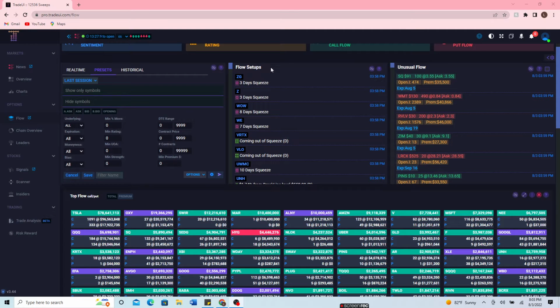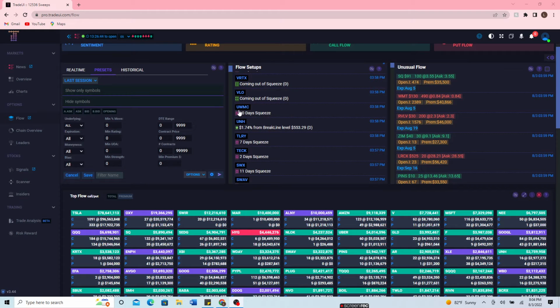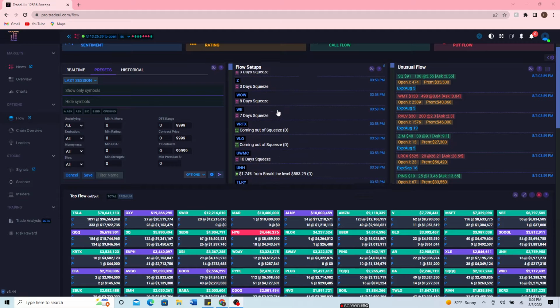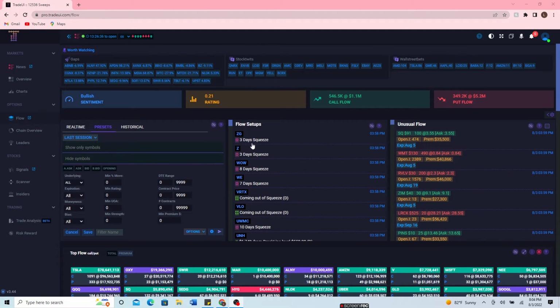Next, you can also look at the flow setups to see what stocks are squeezing, where they're basically trading in a tight channel, and how long they've been in that tight channel. And also you can see stocks coming out of a squeeze, and whether they're starting to break out of that channel. Usually it will show on the daily, where D represents daily, so VRTX is coming out of the squeeze on the daily chart. And you can also see where UWMC is currently in a 10-day squeeze, and later on you'll see it pop up. Whenever it pops out of the squeeze, it'll populate whether UWMC is breaking up or breaking down out of that squeeze.